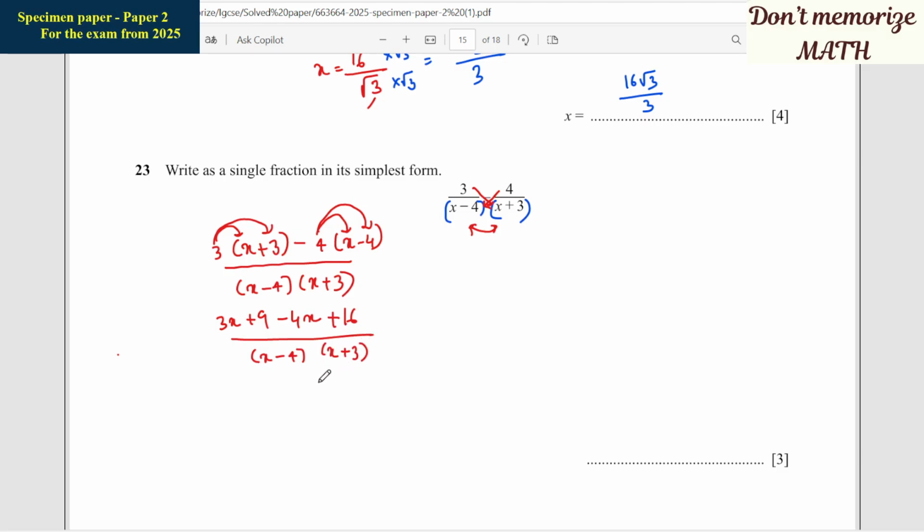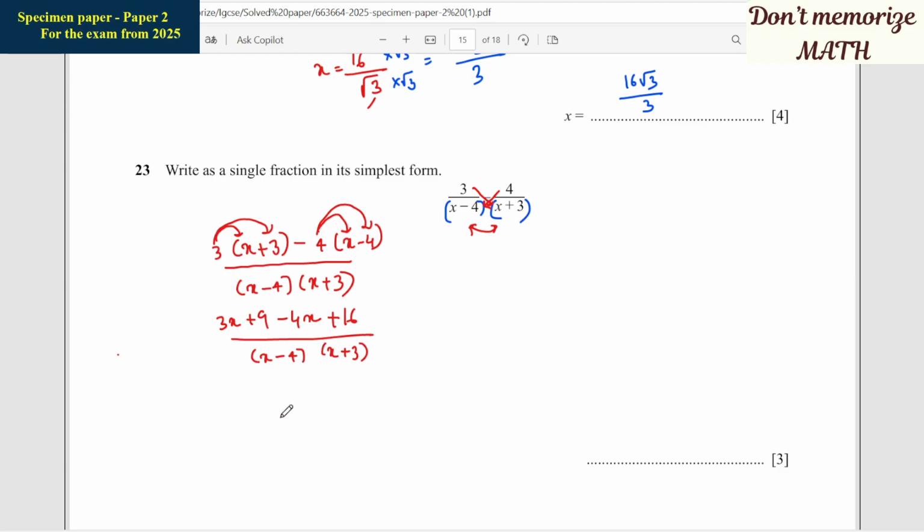Okay, why we are saying no need to simplify the denominator is, sometimes you will get one of the brackets the same as one of the brackets in the numerator, so that you can cancel them. Okay, so keep the denominator in the factorized form. No need to expand it. Only the numerator you can expand and simplify.